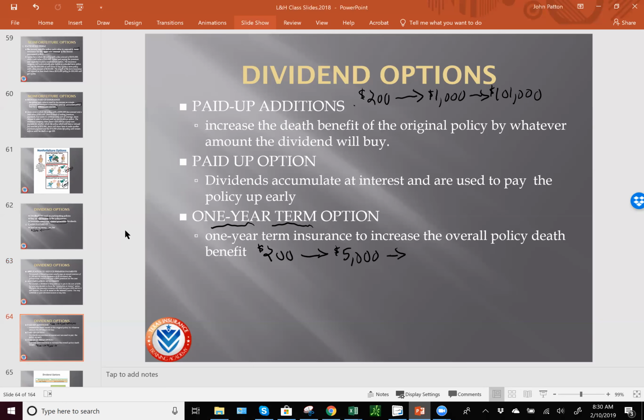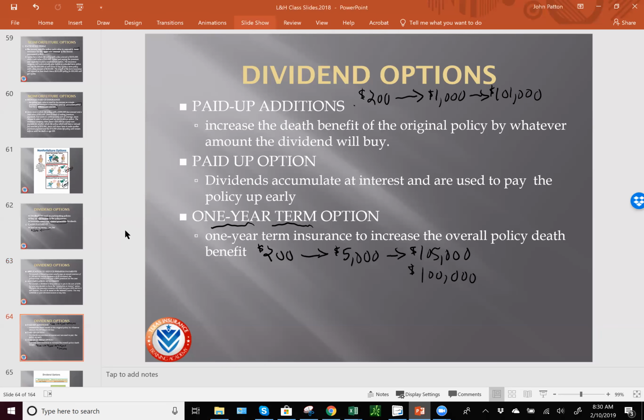So for the next year, I have a $105,000 death benefit. After that year goes by, I go back down to my $100,000 death benefit. So on the 1-year term option, you're adding term insurance, but it's only going to be on there for a year. And the last one is the paid up option.